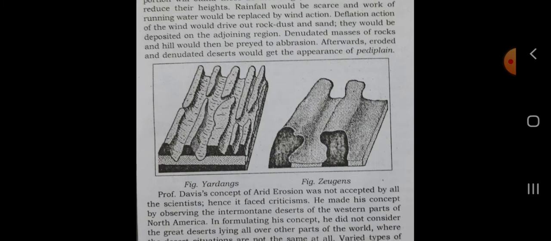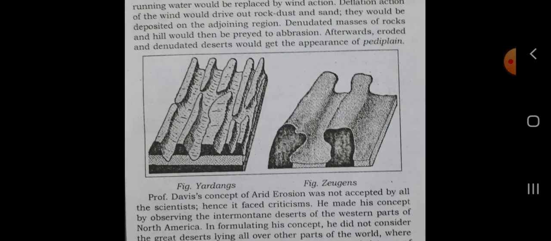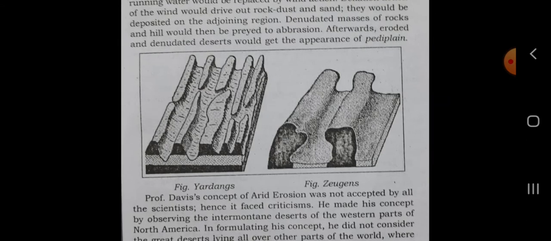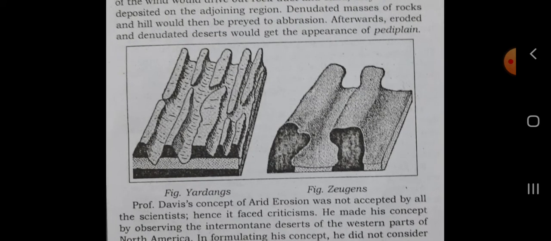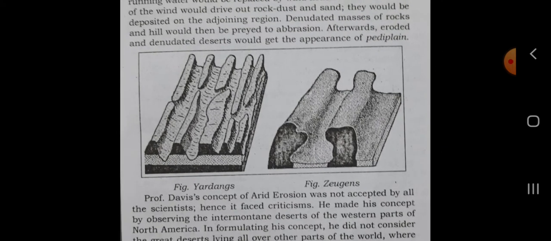Deflation action of the wind would drive out rock, dust, and sands. They would be deposited on the adjoining region. Denuded masses of the rocks and hills would then be subjected to abrasion. Afterwards, the eroded and denuded desert would get the appearance of a plain. At last only a flat plain like the Terai remains, which is called a paddy plain.